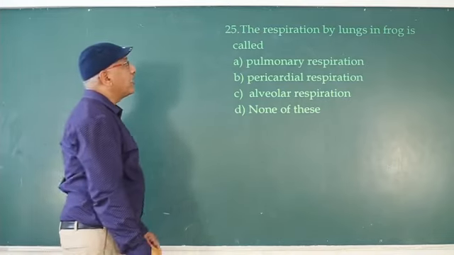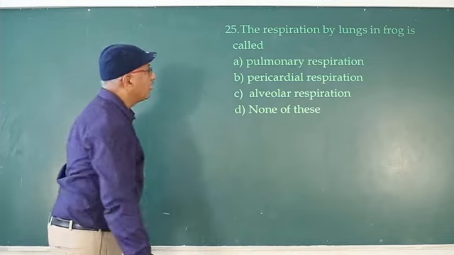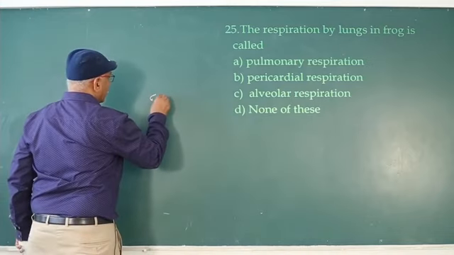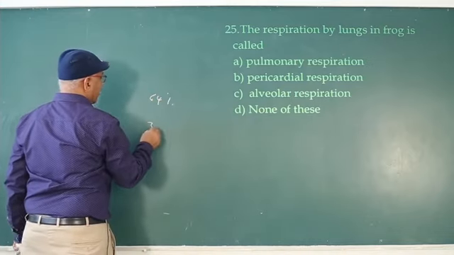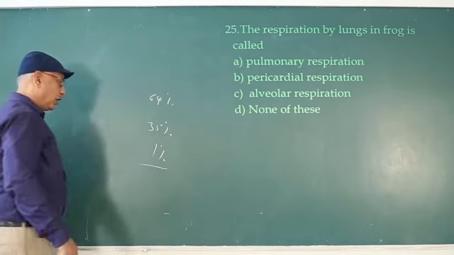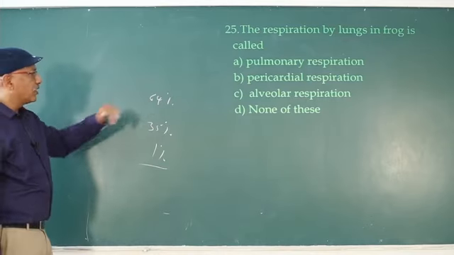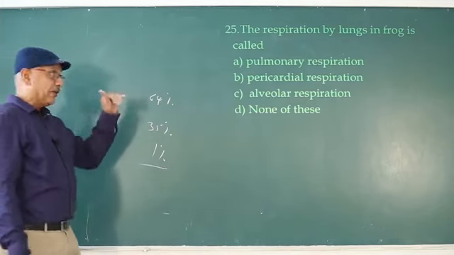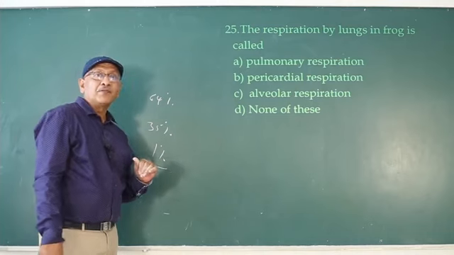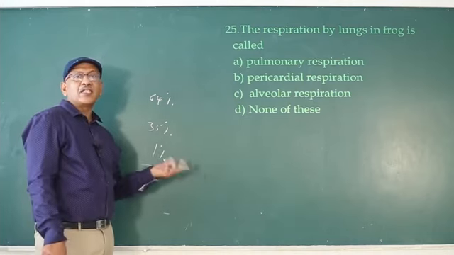The respiration by lungs in frog is called pulmonary respiration. Pulmonary respiration in frog is 64%, cutaneous respiration 35%, and 1% buccopharyngeal respiration. Even though it is 64%, lungs are not the efficient respiratory organ. If the frog remains in the water, at that time the skin is the respiratory organ.